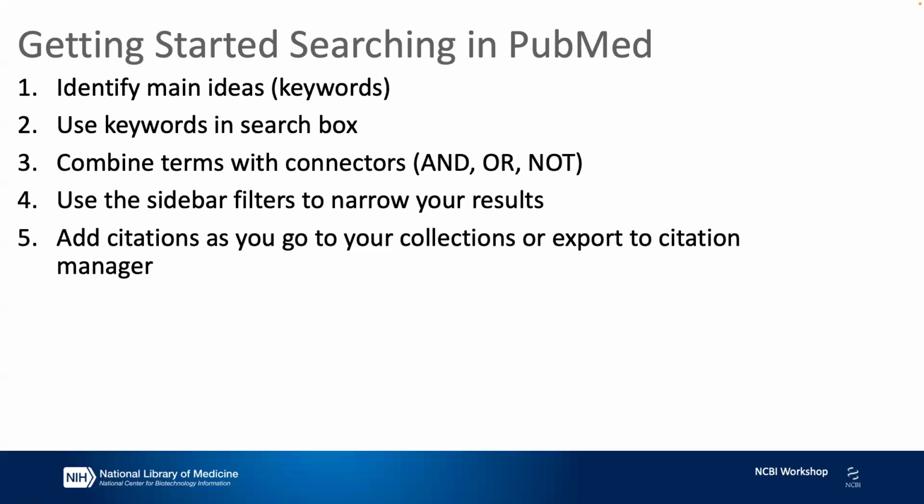All right, when you want to search PubMed, the first thing you want to do is identify whatever the main ideas are of your research question or your topic. We also call those keywords, and you put those keywords in your search box. You just focus on the main ideas. Then you combine those terms using AND, OR, and sometimes NOT. You can use the filters on the left of the screen to help narrow your results. And then you can add citations as you go to your collections, or your group of articles that you want to save, or you can export them to a citation manager.